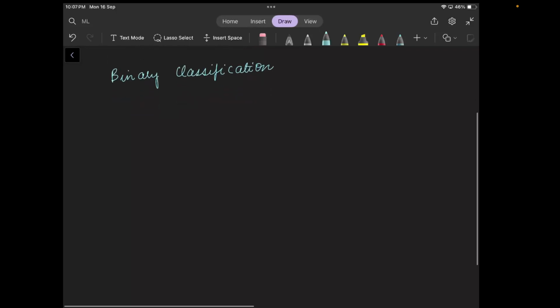Very simple binary classification problem could be to classify whether it is a dog or a cat, whether you have certain information whether this applicant should be approved loan or not approved loan, whether, let's say, we have certain parameters and the patient is positive or negative in terms of diagnosing a disease.